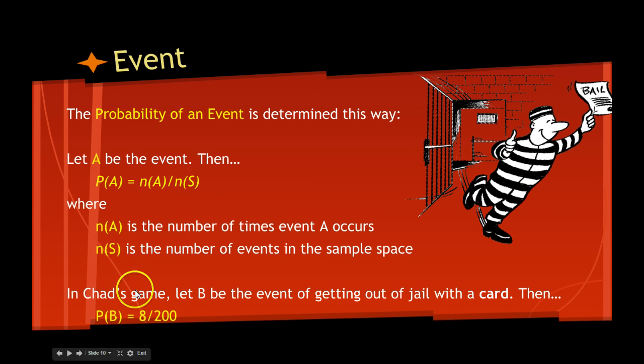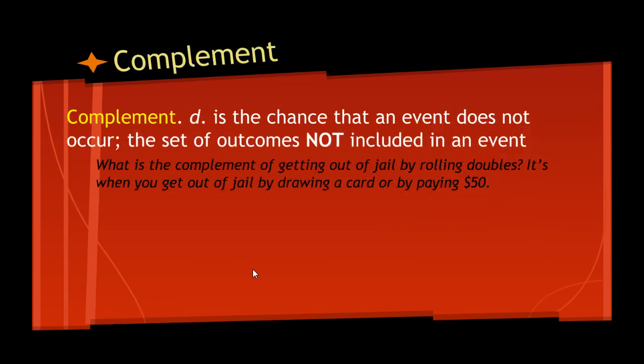So in Chad's case, we're going to say B is the event, and that event is going to be get out of jail with a card. And then the probability of event B happening is going to equal the number of times that occurred, so it occurred 8 times, and the total number of events in the sample space was 200, so the probability of getting out of jail free with a get out of jail free card is 8 in 200, or 4 in 100, or 4%. So that is the probability of an event.